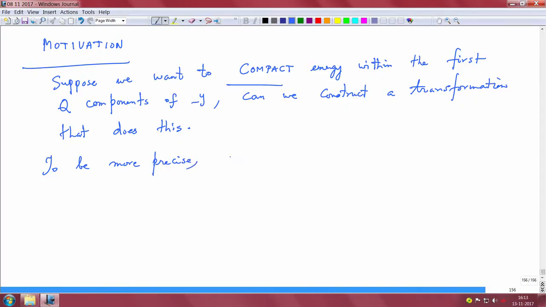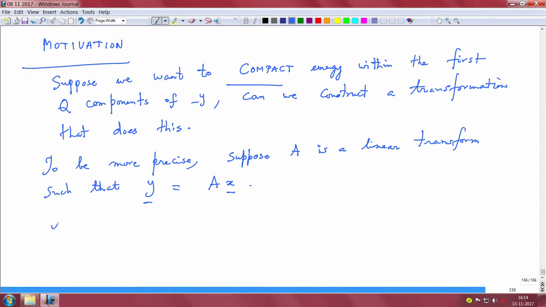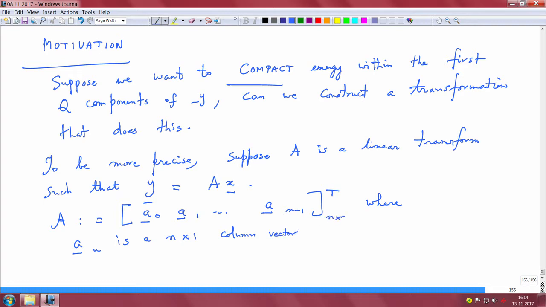Now, to be more precise, suppose A is a linear transform such that y equals Ax. Let us assume A is such that I have a stack of all these vectors, where A u is an n by 1 column vector. Okay. Say suppose.